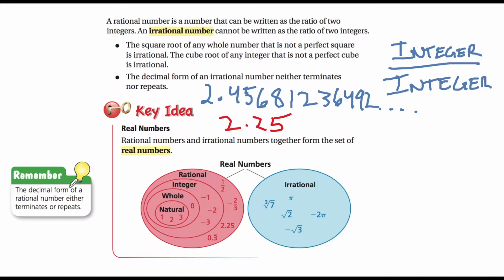Also remember, the decimal form of a rational number either terminates or repeats. Terminates means it ends. So if it's rational, it terminates or repeats. And if it keeps going on and on forever and doesn't repeat, then it's irrational.